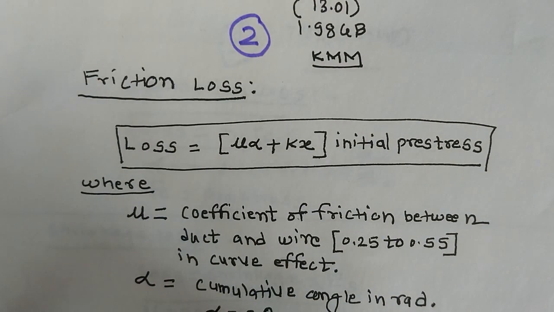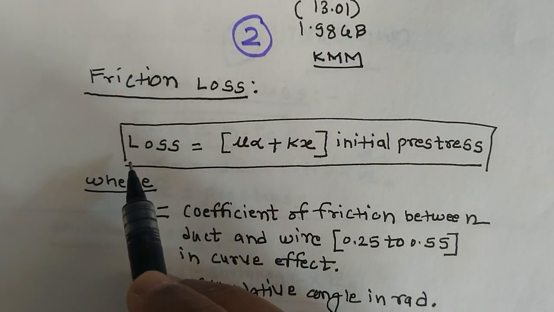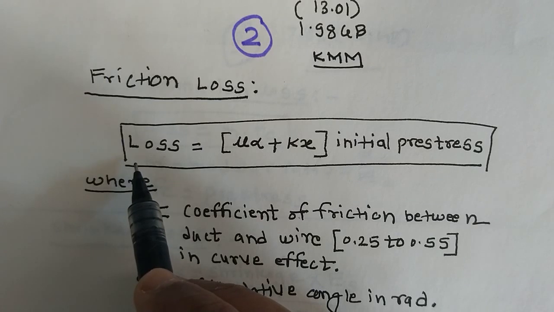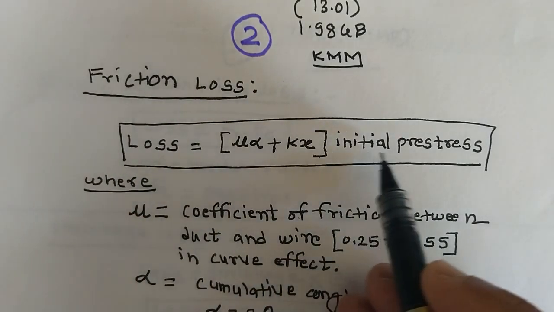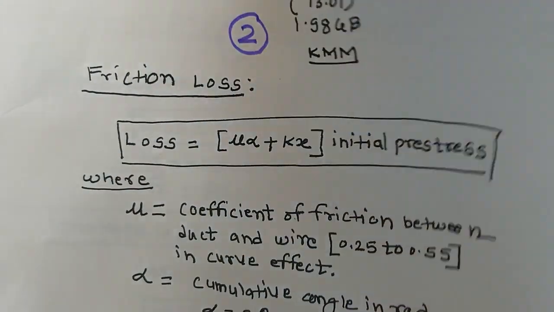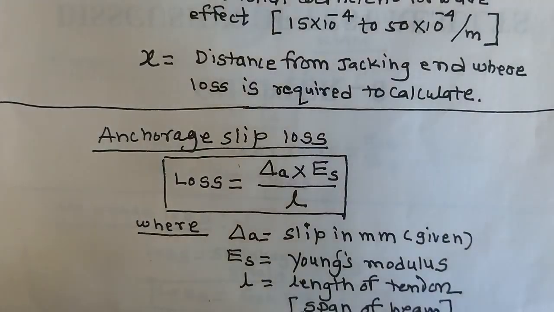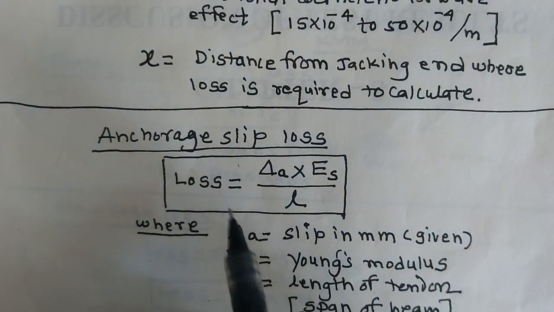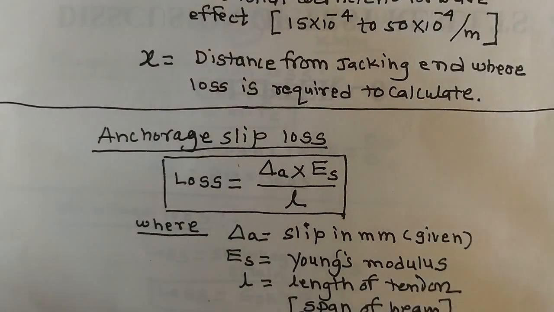Let us quickly move through the summary of all losses. Friction loss is calculated using this formula: loss is equal to (mu alpha plus kx) into initial pre-stress. Next is anchorage slip loss. Loss is equal to del A into Es divided by span of the beam.